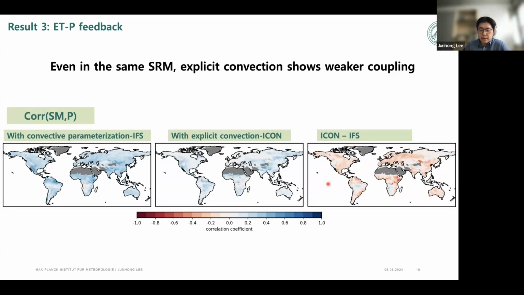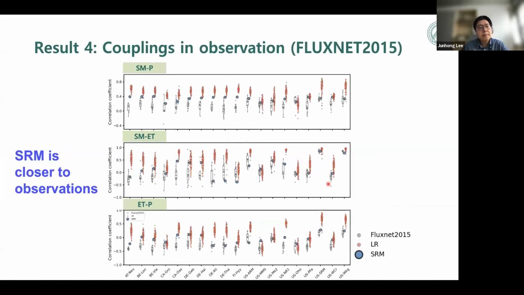So I'm really happy about this result. So I moved on to the last part. I wondered whether our finding of weaker coupling in the storm resolving simulation is really realistic, or whether they just behave differently because we are missing something in the model. So in order to know that, I computed these three correlation coefficients again, using the FluxNet 2015 datasets. The top is SM-P, the middle SM-ET, and the last is ET-P feedback.